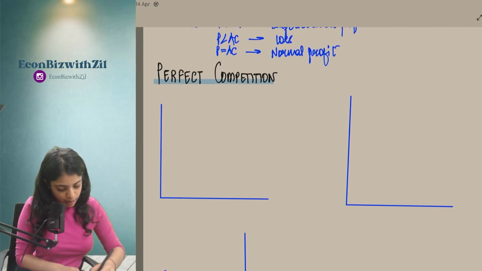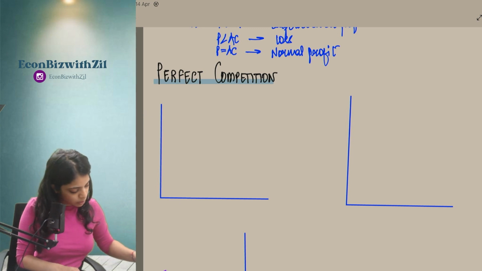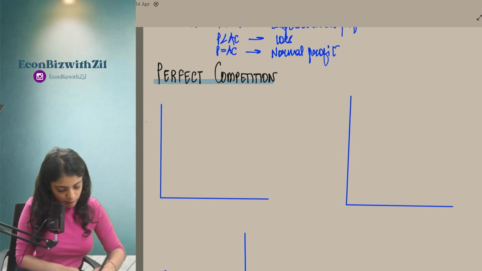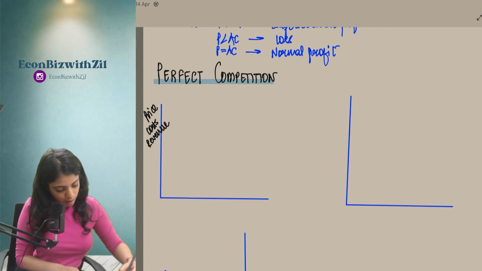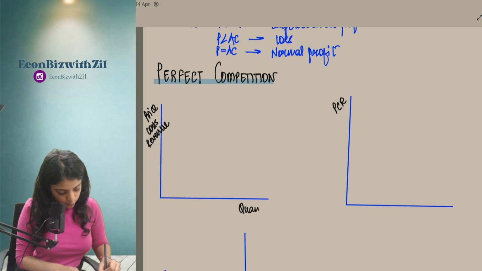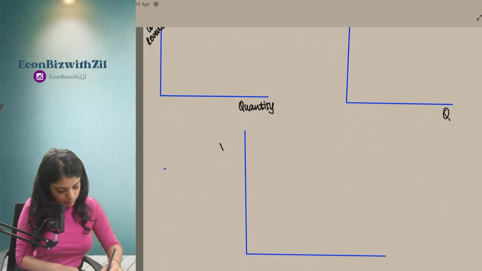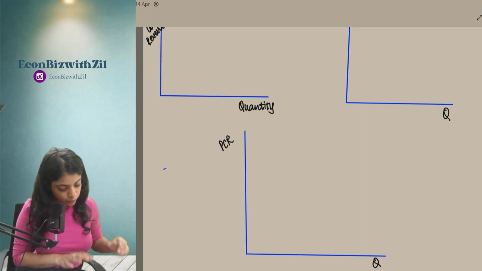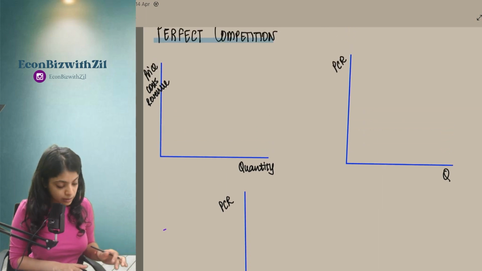Your vertical axis is price, cost, revenue. I'm just putting PCR here. Don't do this for your exam. No short forms, please. PCR and Q. Note the short forms. Please write the full things.